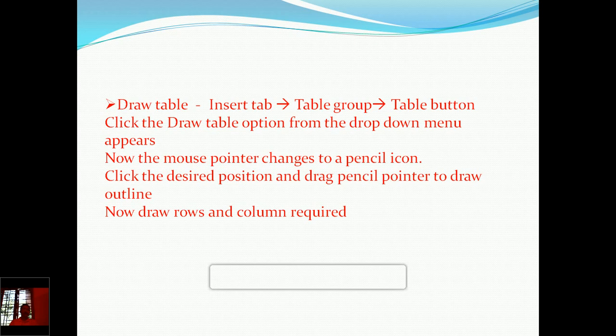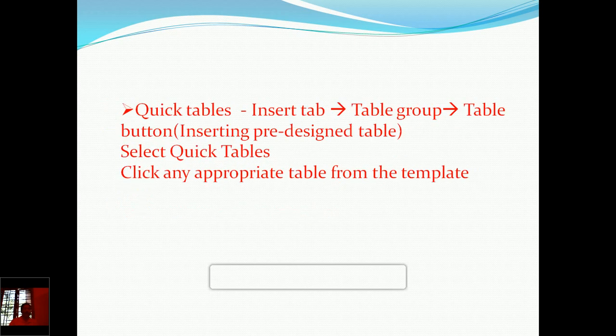Click at the desired position, where you want to draw the table, and the pencil icon will appear there. Now draw the outline of the table. Then the last step is to draw the rows and columns required.